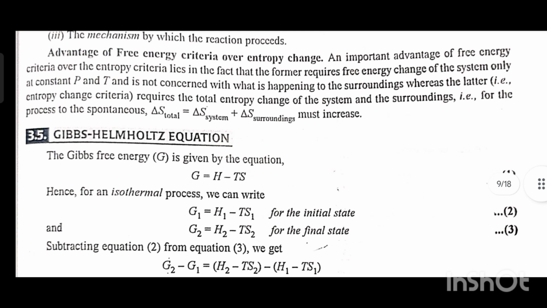Advantages of free energy criteria over entropy change. An important advantage of free energy criteria over entropy criteria lies in the fact that the former requires free energy change of the system only at constant P and T and is not concerned with what is happening to the surroundings, whereas the latter, that is the entropy change criteria, requires the total entropy change of the system and surroundings, that is, for the process to be spontaneous, ΔS total = ΔS system + ΔS surroundings must increase.